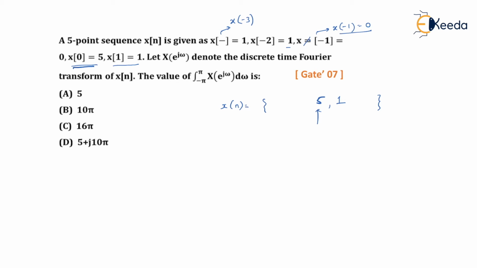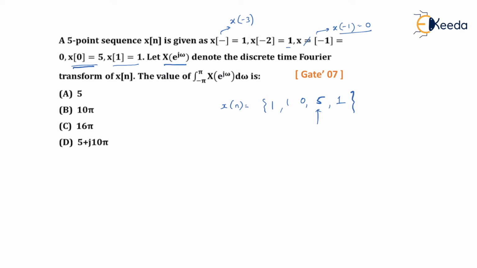And then x of minus 1 value equal to 0. Fine. X of minus 1 is equal to 0. X of minus 2 equal to 1. And finally x of minus 3 is also 1. In this way, they have provided us a signal. Is that right? This signal is given. This is x of n. Now we will proceed ahead.